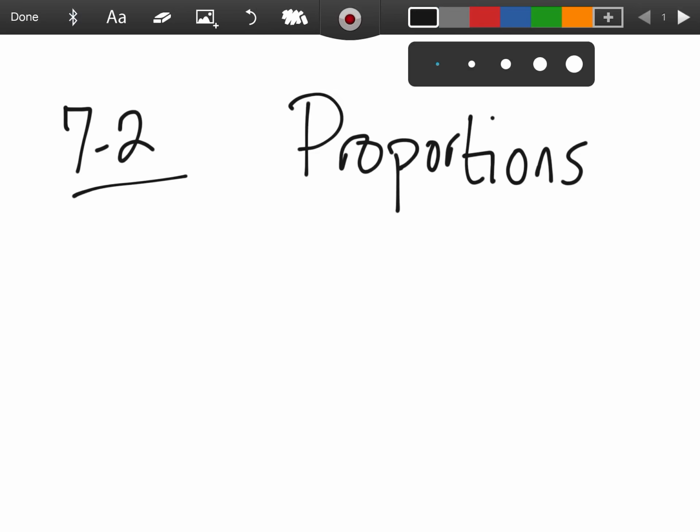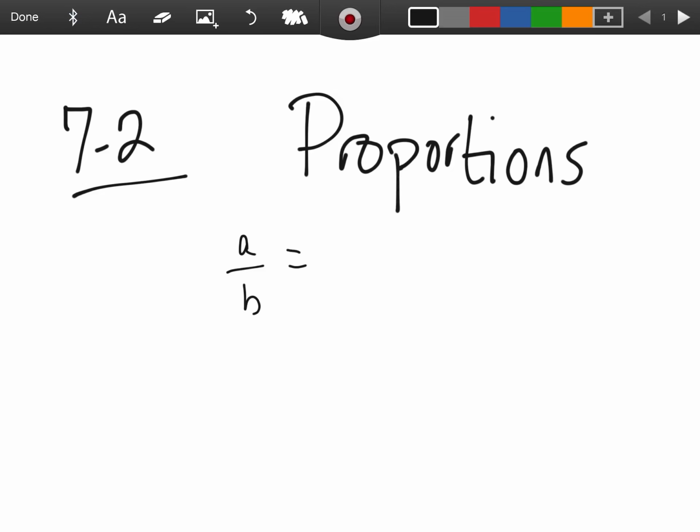All right, so remember that a proportion is just an equation that states that two ratios are equal to each other. So, for example, we might know that A over B is equal to C over D. And again, these two ratios look like fractions. It looks like we're just setting two fractions equal to each other.